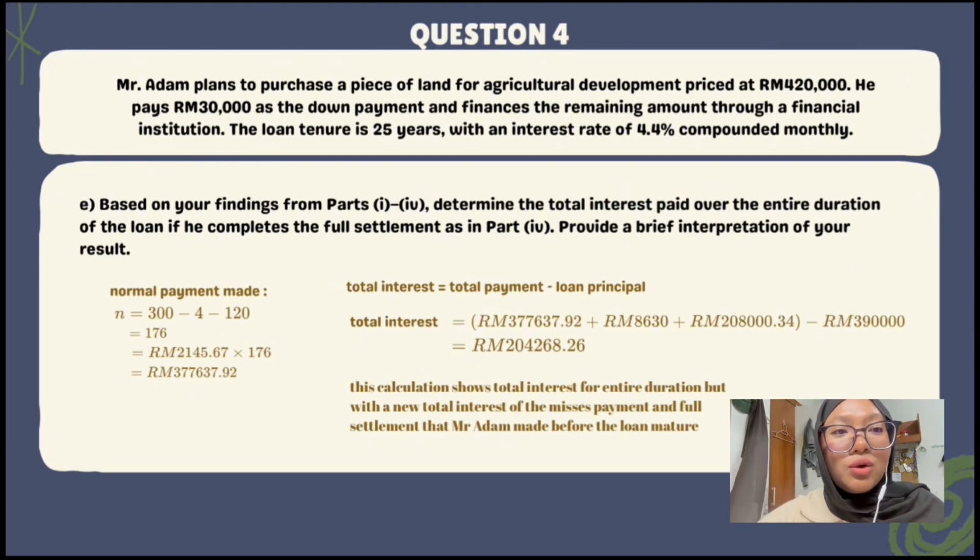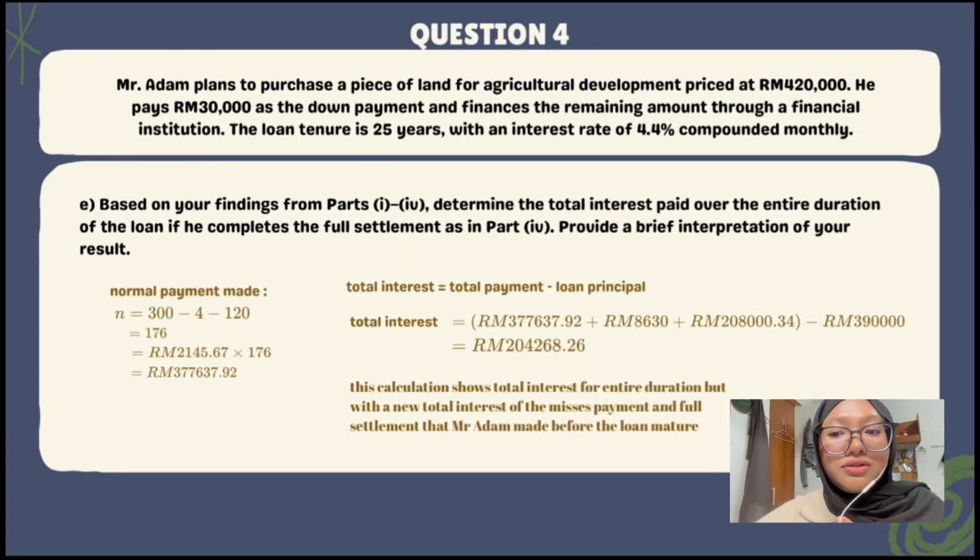Based on question D, Mr. Adam wants to find the total interest over the entire duration of the loan, but we need to find it based on our findings from question A until D. We don't need to calculate directly, which is total payment times how many times Mr. Adam has to pay. But we need to find the new N because Mr. Adam has missed 3 payments and also he already made a full settlement of the loan amount before the loan matures. So find the new value of N.